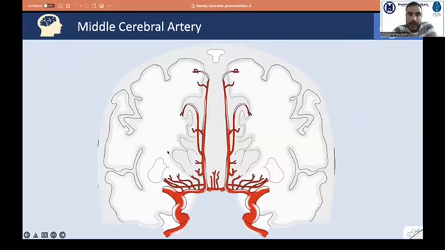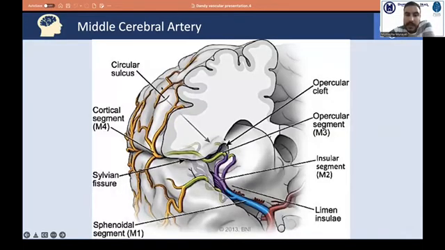Okay, let's start now with the middle cerebral artery. We mentioned earlier that from the two carotid arteries, the ICAs, we have the biggest terminal branch, which is called the MCA, which goes laterally to supply the lateral surface of the brain. The MCA has four segments, four divisions.